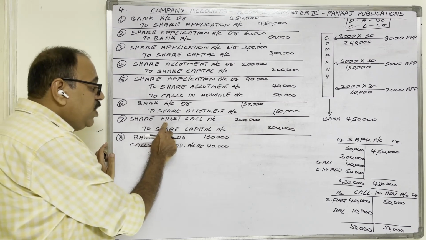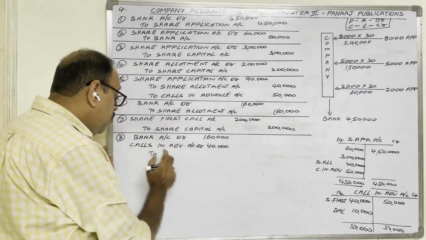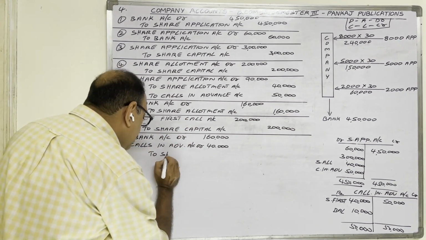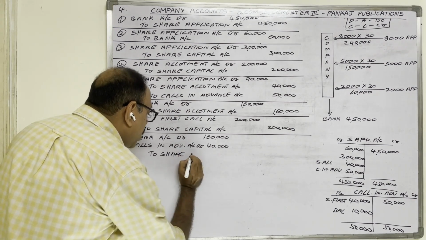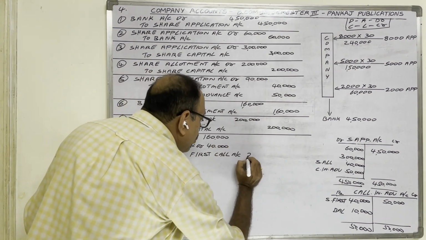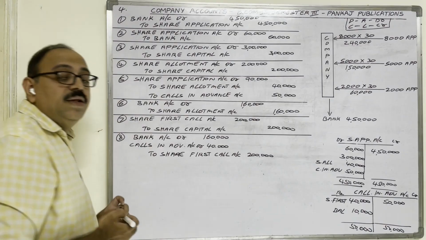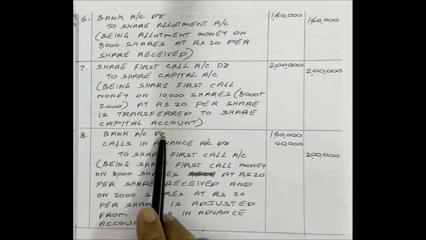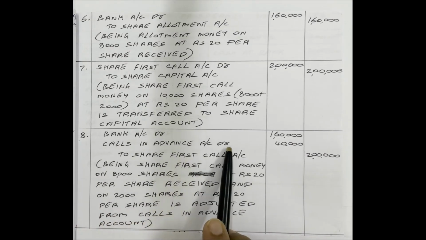By debiting we have created this account. If you want to cancel, you have to credit the share first call account. Total 2 lakh rupees. This is the 8th entry: bank account debtor, calls in advance account debtor, to share first call account.